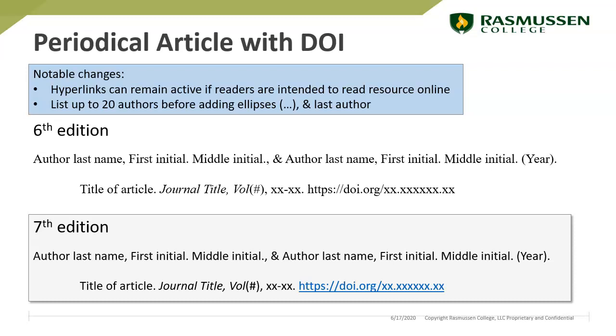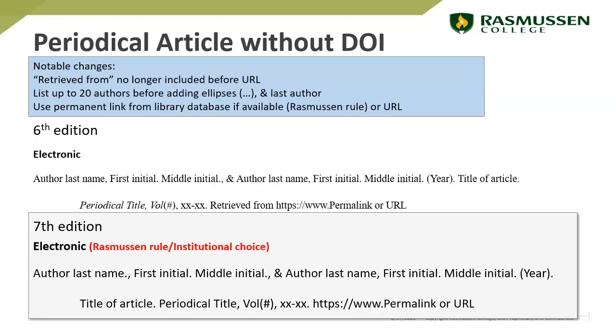Also, there is a new requirement to list up to 20 authors before adding an ellipsis and then the last author. Notable changes for periodical articles without a DOI include the words retrieved from are no longer provided before the URL. If there are multiple authors, up to 20 authors should be provided before adding an ellipsis and then the last author. Also, the use of a permanent link from a library database if it is available, or a URL.